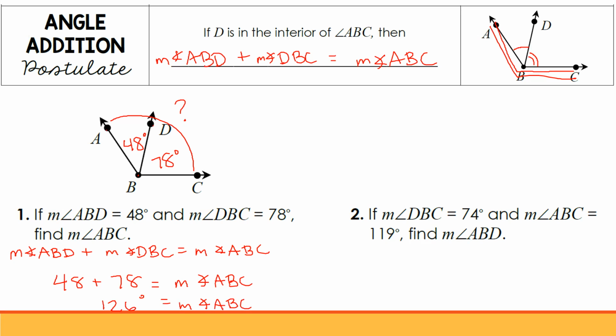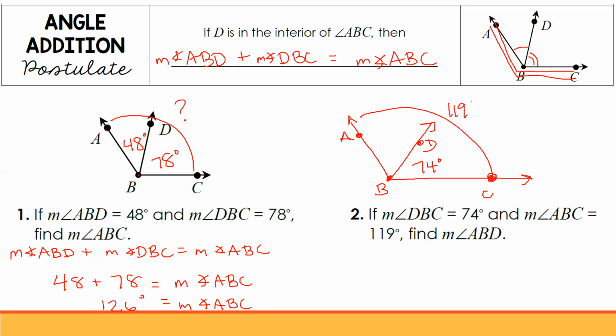Maybe they'll give us a different piece of information. So I'm just going to redraw the picture so I can write on it here. Let's see, A, B, C, D. All right, here's the picture. And it says that DBC is 74. So I'm going to put a 74 there. The measure of ABC, oh, hey, that was the big one. That's 119 degrees. Find the measure of ABD.